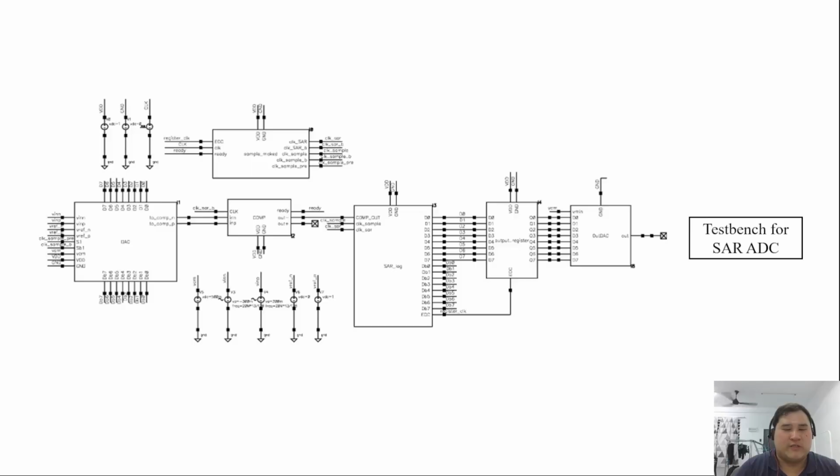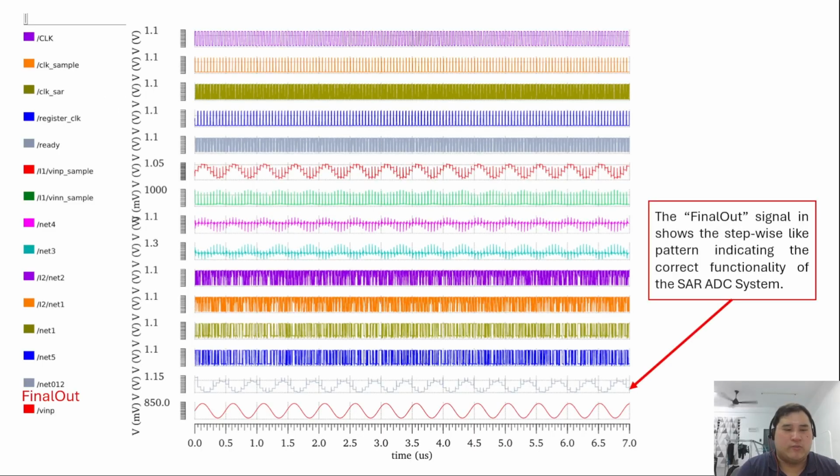This is the test bench for the SAR ADC, and this is the corresponding transient response of it. From the waveform, we know that the final signal shows a stepwise line pattern, indicating the correct functionality of the SAR ADC system.